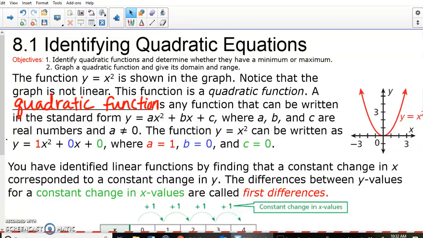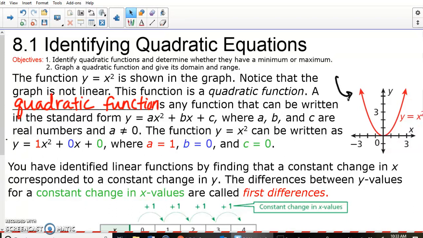Okay, so the first thing we need to put down is what a quadratic function is. Everything we've been graphing so far has all been linear, meaning we're graphing a straight line. Today though, we're going to be graphing quadratic equations, and those look like what you see over here, where we have a U-shaped graph, and that's called a parabola.